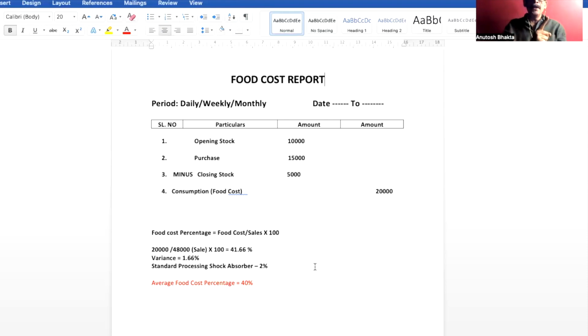This is one of the main reasons that statistics say 80% of restaurant startups close during the first year, because their processes are not in place. The food cost report is one of the most important tools. So don't forget to prepare the report depending on the size of your restaurant, whether daily, weekly, or monthly.